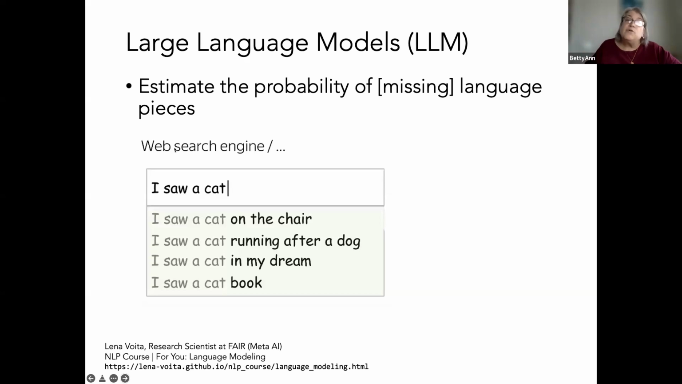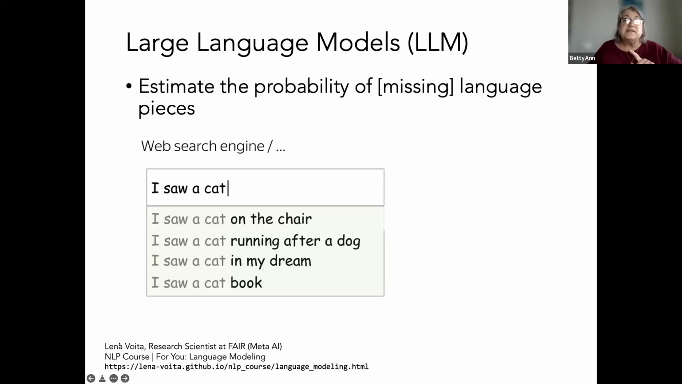Or you can also think of it when you're typing in a web search engine. If you start typing things, it tries to complete what it thinks you're going to type. So when it sees you type something, like "I saw a cat," it's going to try to give you the next word. Here are some examples of potential next words: I saw a cat on the chair. I saw a cat running after a dog. So there are many, many combinations. So how does it do a good job, actually?